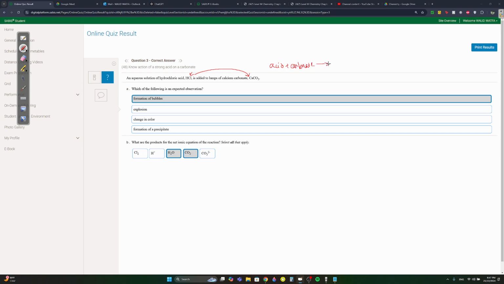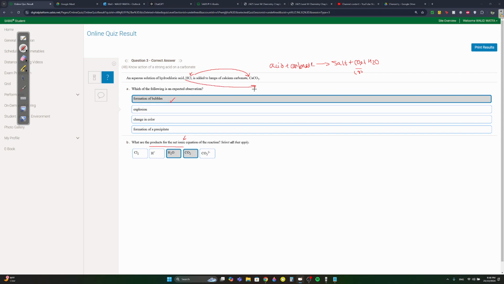What do you get? You get salt plus CO2 plus H2O, right? You get salt, carbon dioxide, and water. So, since we're getting a gas, CO2 gas, what's the observation? Bubbles. What are the products for the net ionic equation? Okay, for the net ionic equation, always look at this.